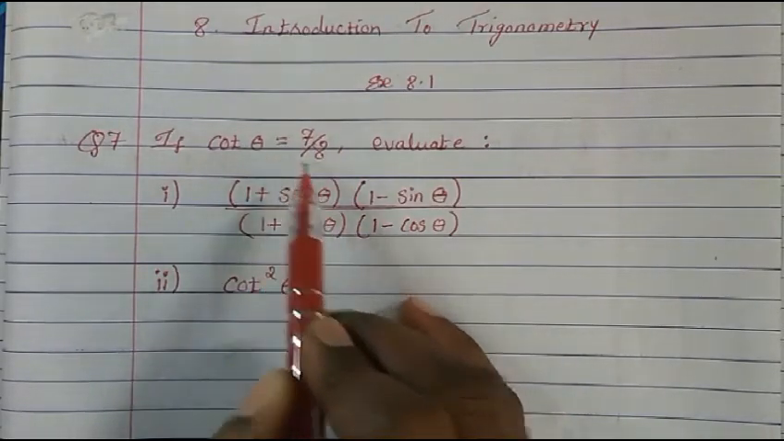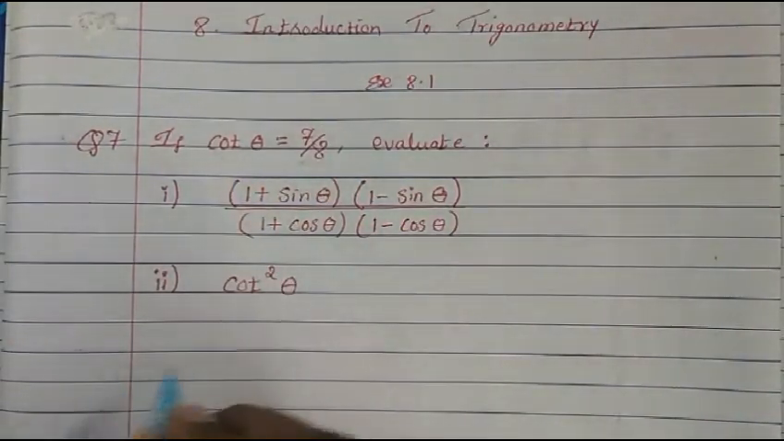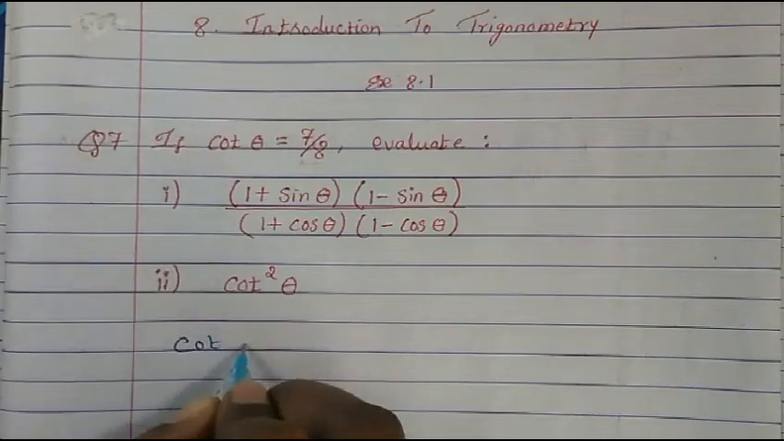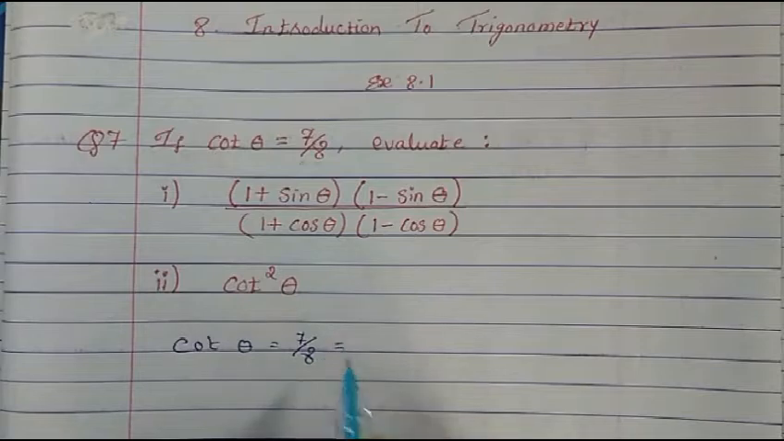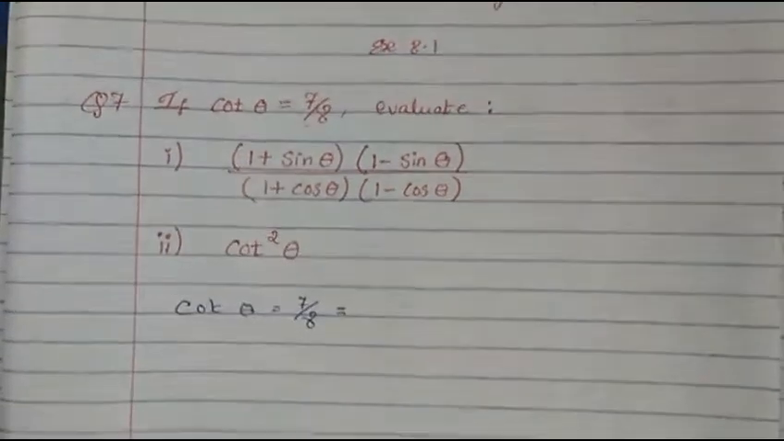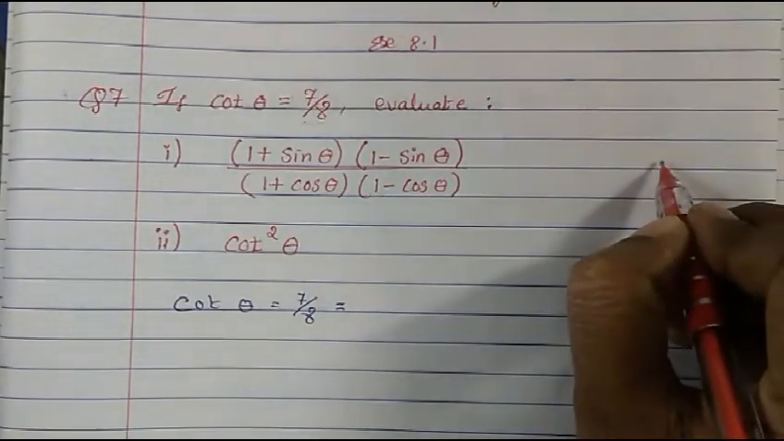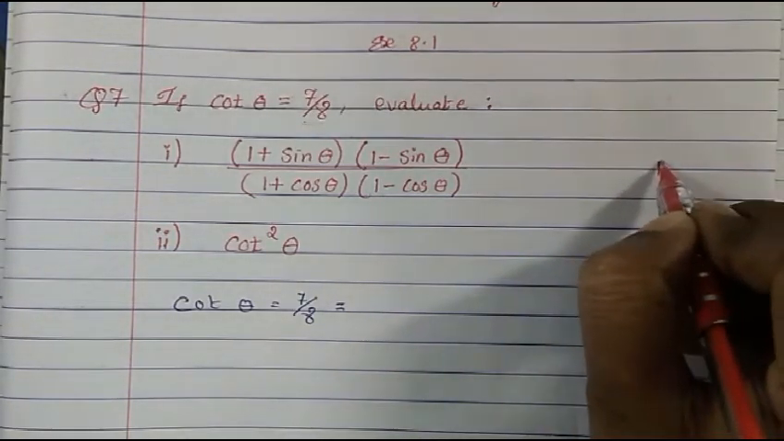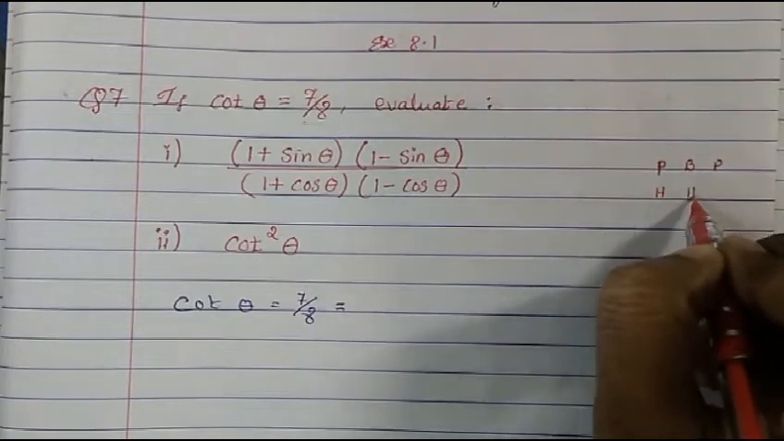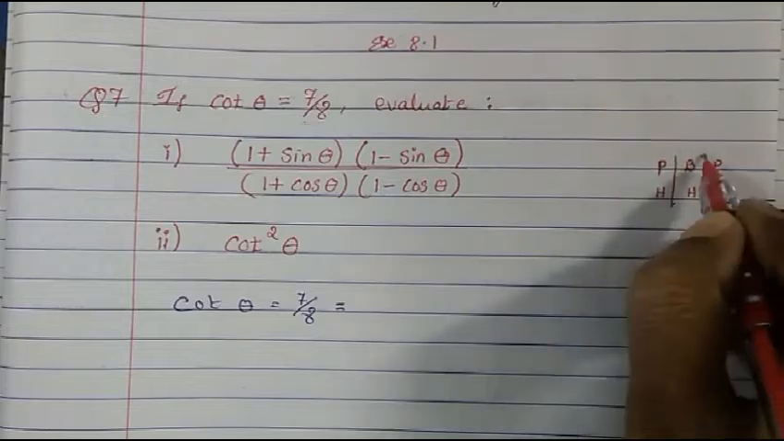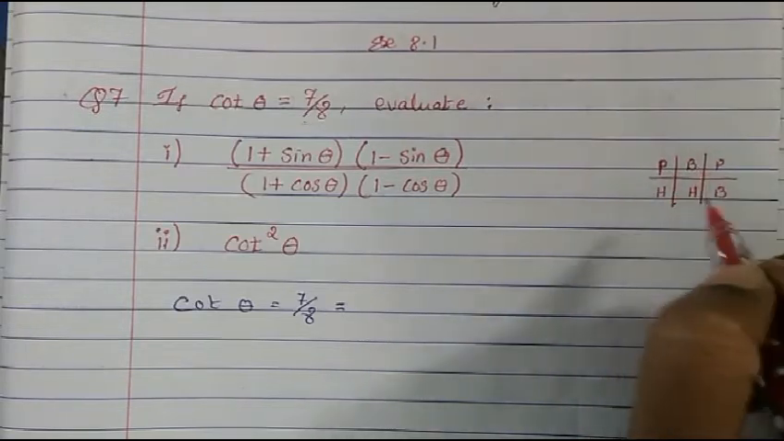Then we will go to solve the questions. So first we will solve this. Cot theta is equal to 7 upon 8. How to remember cot theta? I have told you: Prince beating princess, horribly beating. P stands for perpendicular, H for hypotenuse, B for base.